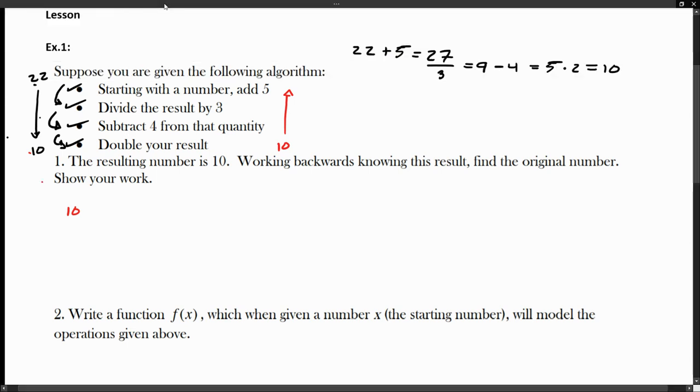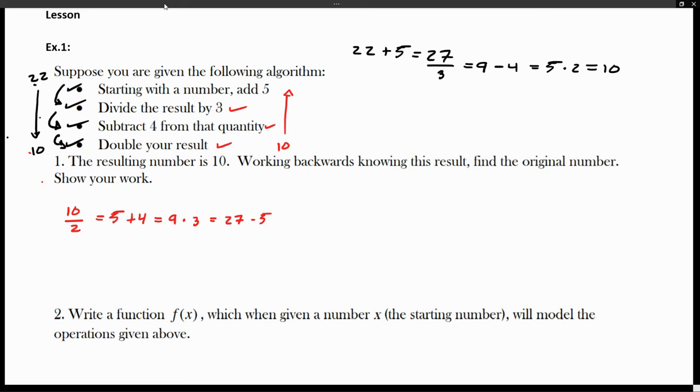So we're going to start with 10 and then go in the opposite direction. We're going to do quite the opposite. Instead of doubling your result, I'm going to divide it by 2, which is going to be 5. Instead of subtracting 4, I'm going to do the opposite, which is adding 4. Instead of dividing by 3, I'm going to multiply by 3. And instead of adding 5, I want to subtract 5. Now notice that if we started with 10 and did the procedures backwards, we end up with a value of 22.